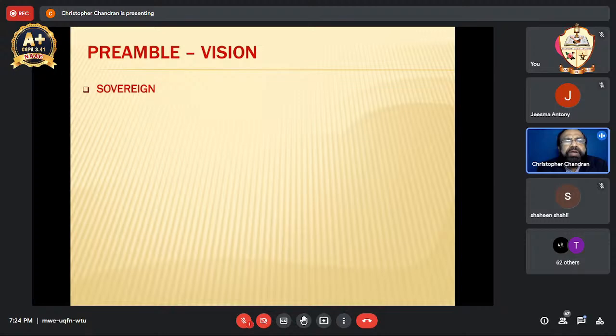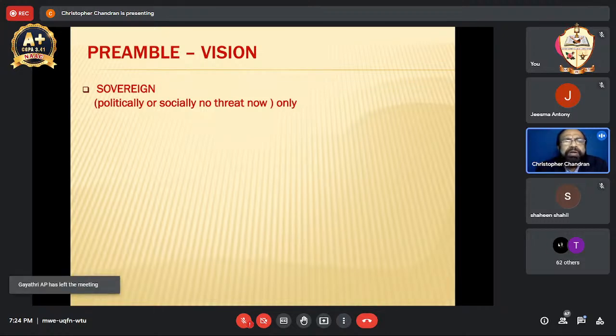First is the preamble. Is India sovereign? Politically, socially, there is no threat for us now. No more invasions. In fact, people like those from Tamil Nadu wanted a Dravidistan to go out of India, and Khalistan, and all these have been contained through amendments, and we are very, very sovereign. But economically, there is always a question, because we are still a developing nation.